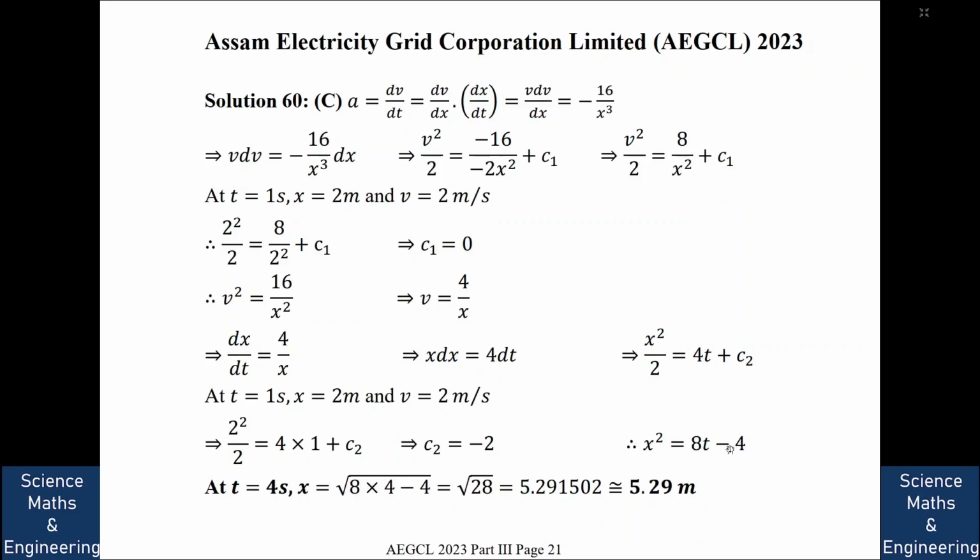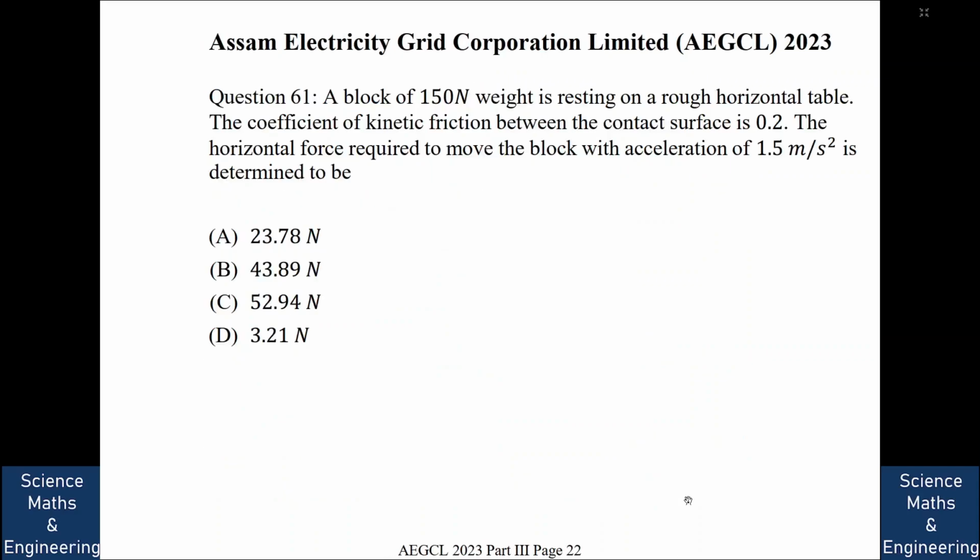So we have x² = 8t - 4. Once we shift this 2 here, we get x² = 8t - 4. So from here, once we put t = 4, what we get is that x is equal to root over 28, which is equal to 5.29 meter. Okay, so go to the next question.